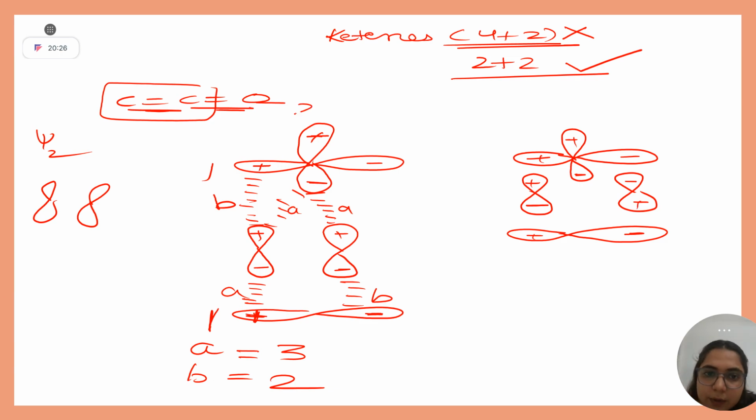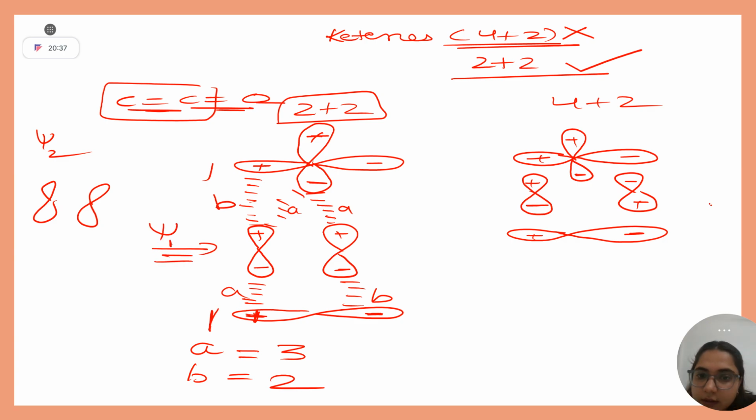This is your 2 plus 2 with ethylene, and this is the case of your 4 plus 2. This is psi 1 of ethylene. This is psi 2 of your diene. Right, students? And one more thing is left here. In this case, bonding interactions are only two, right?